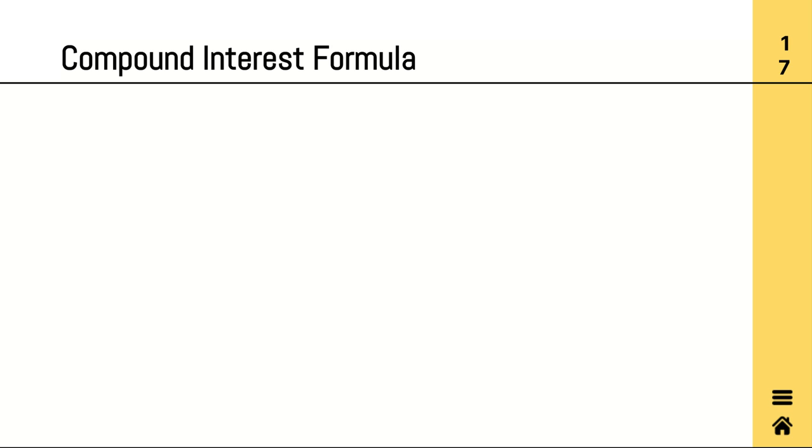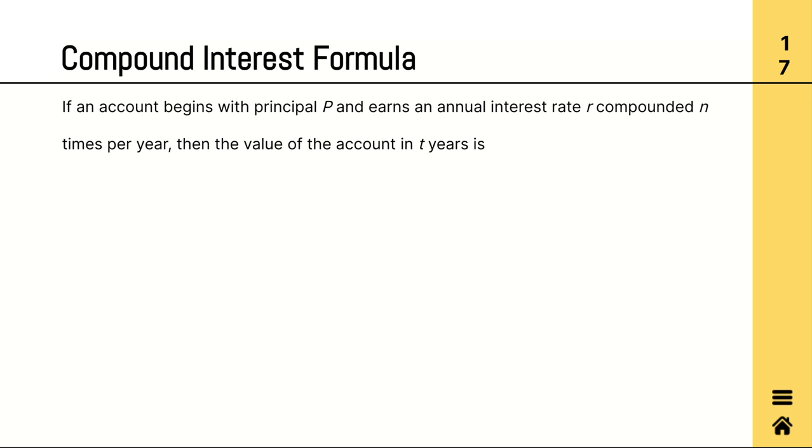So we want to dive a little bit deeper into that formula. Here's what it looks like. If an account begins with some principal P and earns an annual interest rate R compounded N times per year, then the value of the account in T years is this formula. P times the quantity, 1 plus R over N to the power of NT.